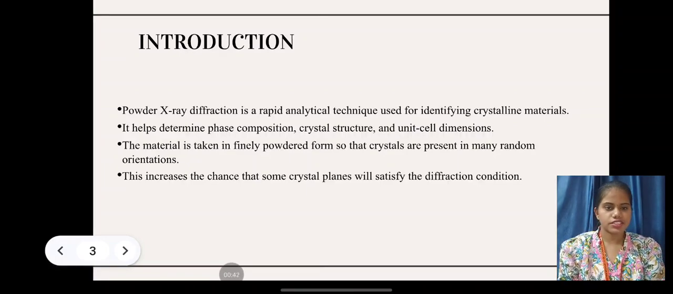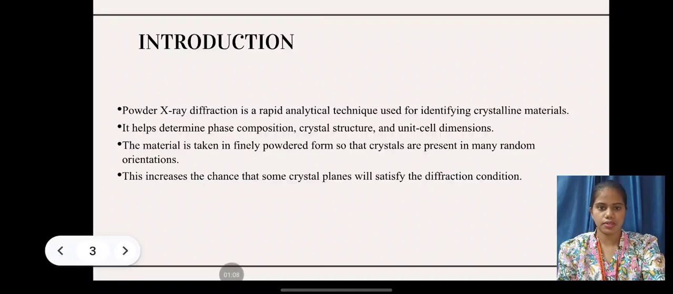Introduction. Powder X-ray diffraction is a rapid analytical technique used to identify crystalline material. It helps determine phase composition, crystal structure and unit cell dimensions. The material is taken in finely powdered form. The crystals are present in many random orientations. This increases the chance that some crystal planes will satisfy the diffraction condition.